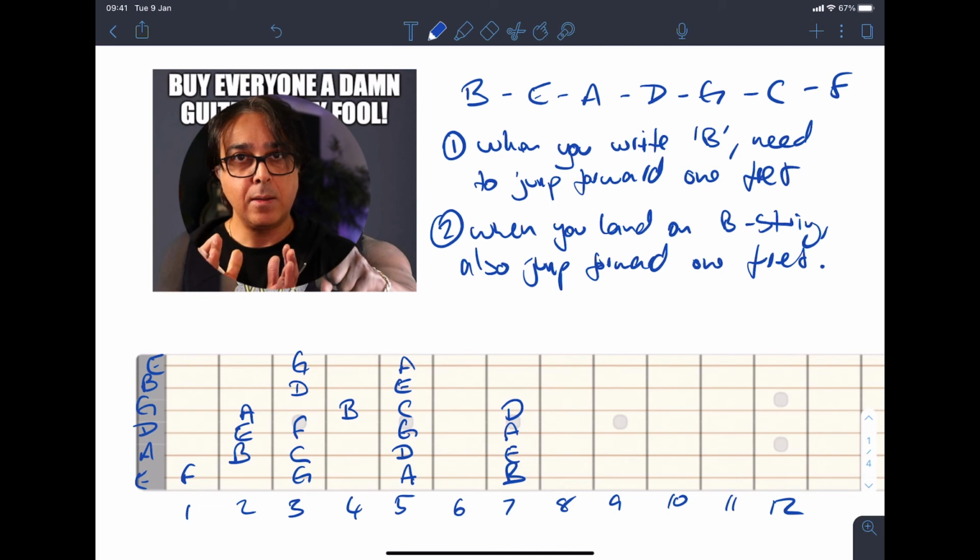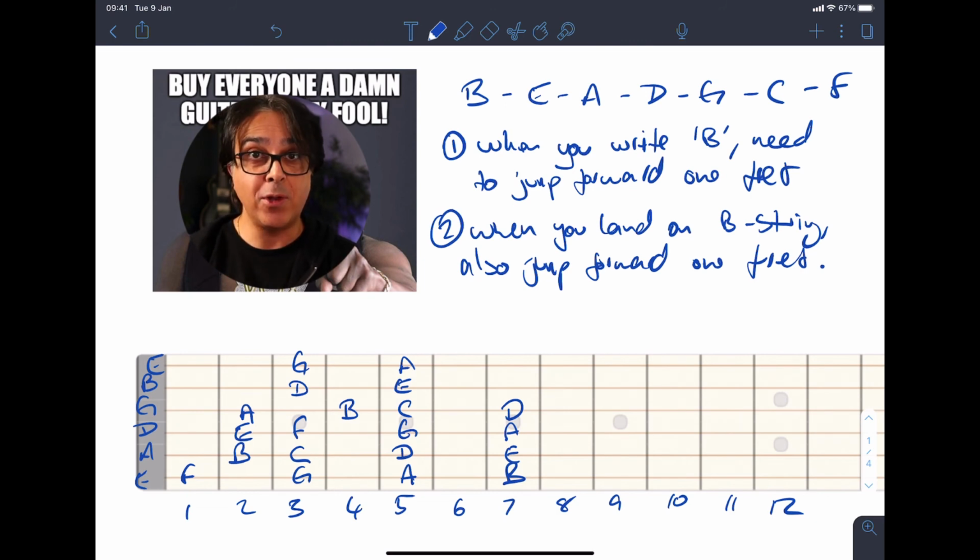Okay. You're going to write down a B, you've got to move forward a fret. You're going to land on the B string, also got to jump forward a fret. If you happen to be landing on the B string and the note you're going to write down is a B, you've got to jump forward 2 frets. They both apply. And this will work all across the fretboard.